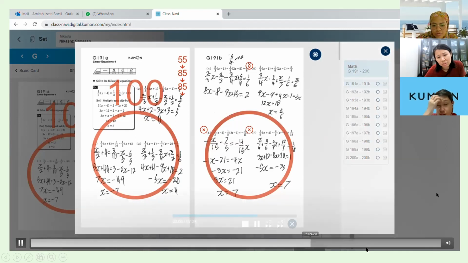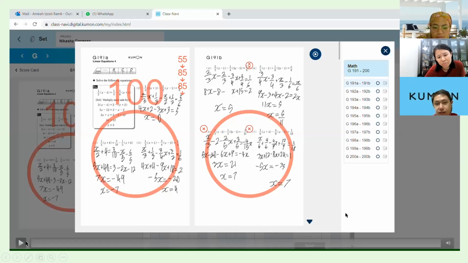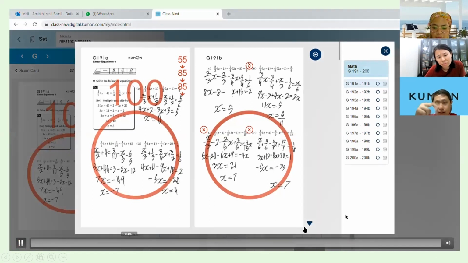Wait a moment. What is the score? The first time the student makes many mistakes, then the score is deducted. So the first time he achieved 55 marks. After the first correction, 85. But then he was wrong again, so it's still 85. So it's the score; every time you correct, it will change.